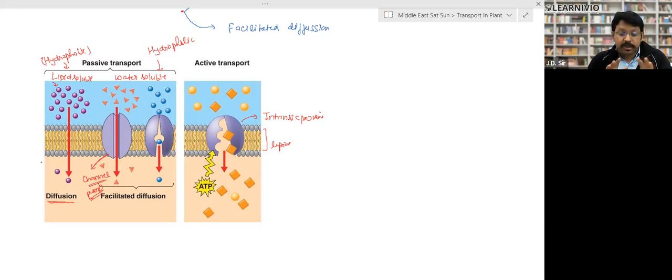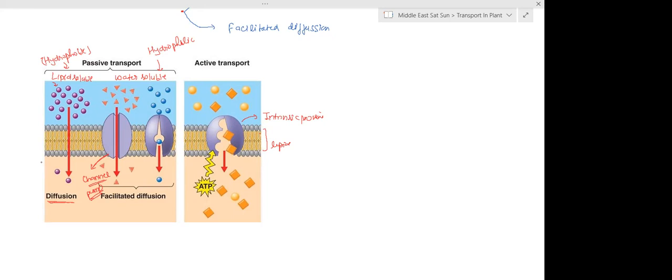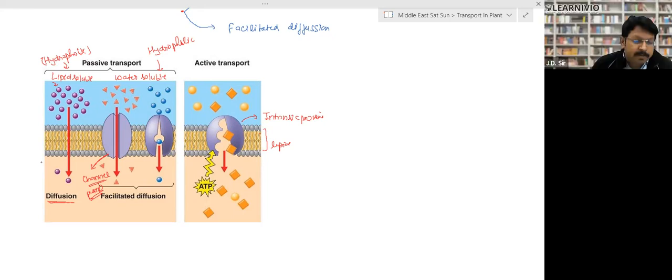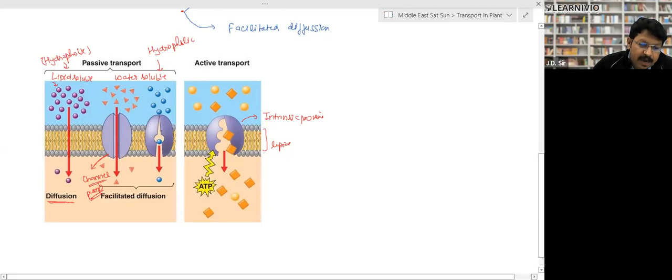So that gate will be called the channel protein, and the person inside who is pulling these small kids is called the carrier protein, right? Is it clear or not? Yes, okay. So facilitated diffusion may take place through the channel protein, and it may also take place through the carrier protein, right?